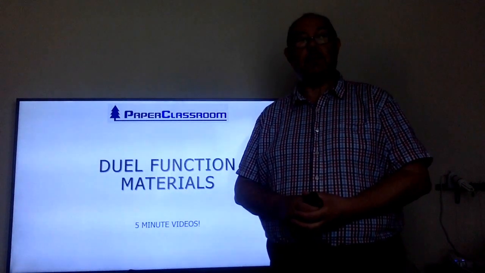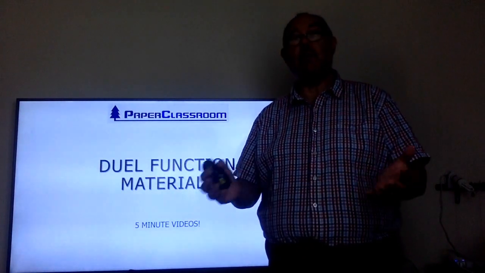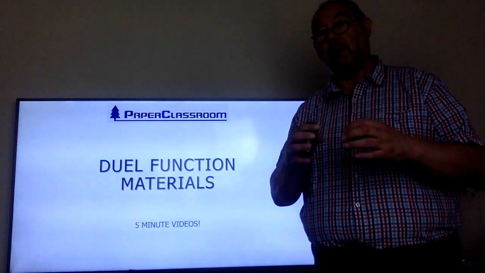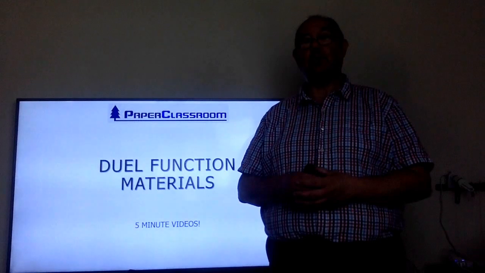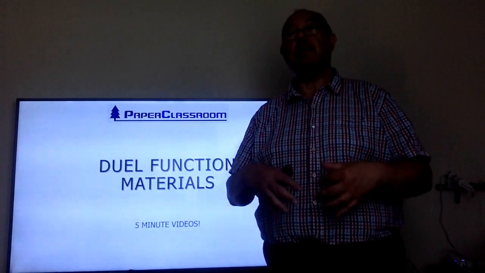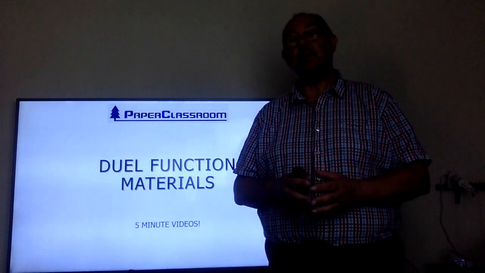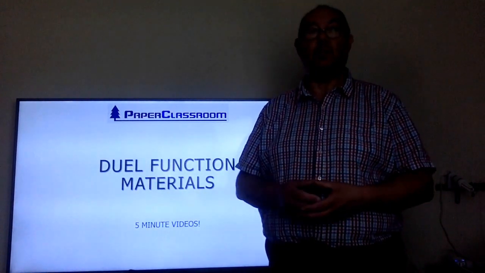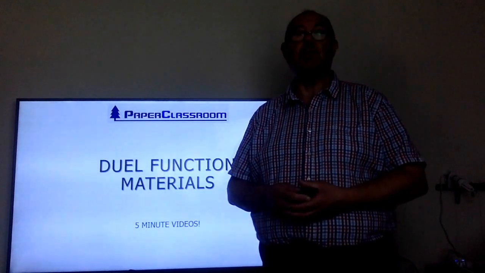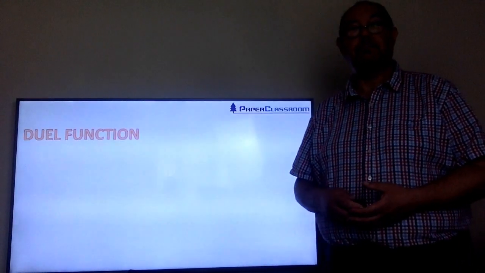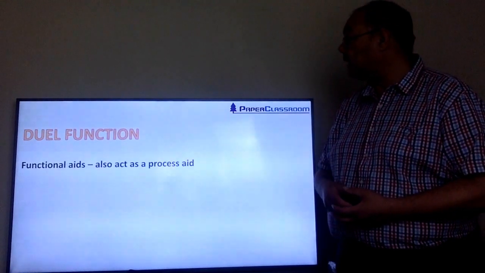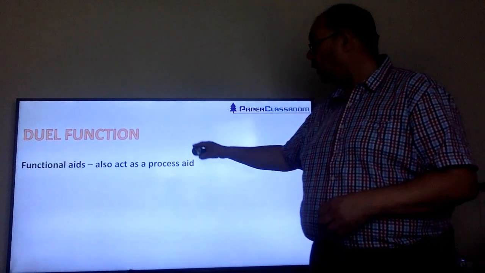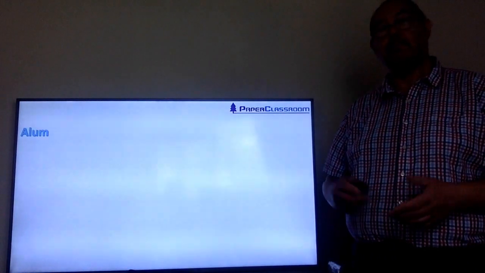Today we're going to be talking about dual function materials, and what we mean by dual function is things that we usually add primarily as a functional aid to change the nature of the sheet to meet customer specifications, but they will also act as a process aid, so they will do something useful for the process, something valuable such as reducing costs. So dual function materials, often functional aids that will also act as a process aid.